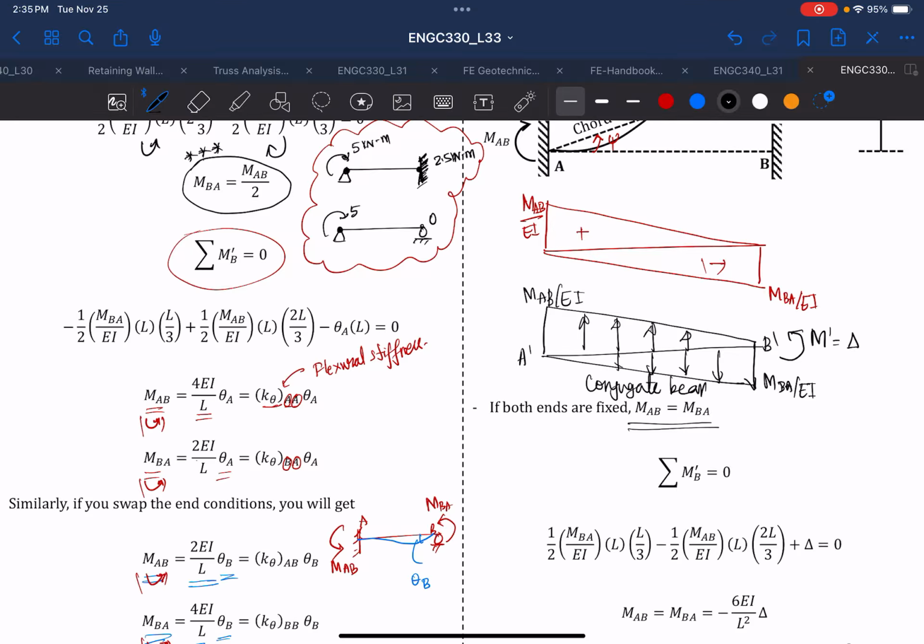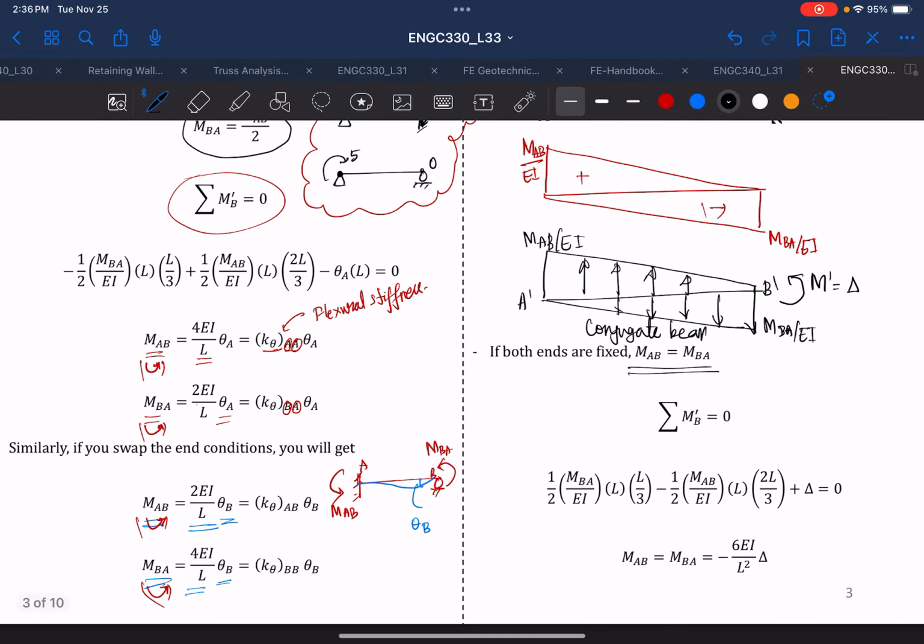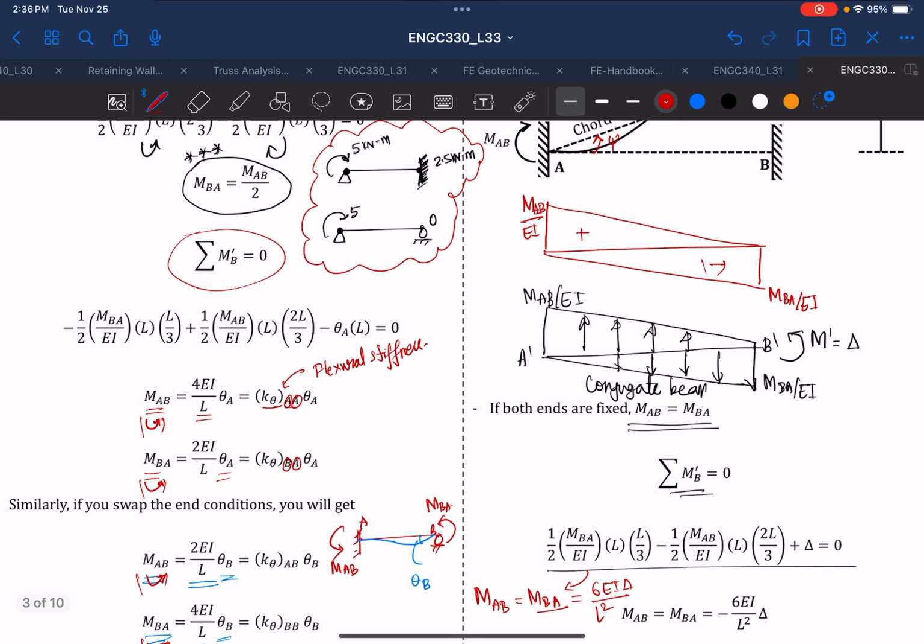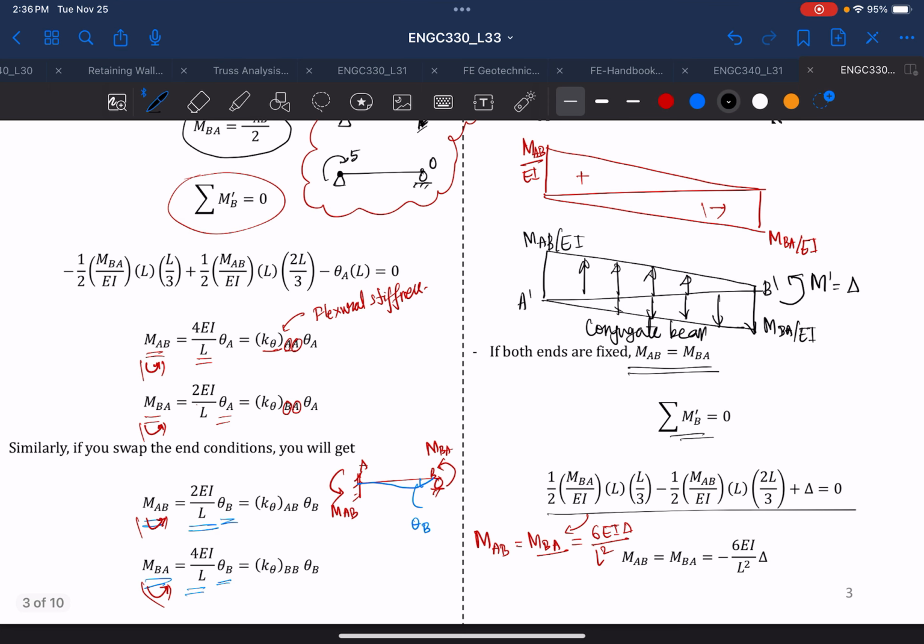And once we have that, we can calculate all the relationships, summation of all the moments about B dash. We'll find that this equation will give you MAB, and it will give you MBA, which is equal to 6EI delta over L square. Okay, so if you look at this, this equation is positive.